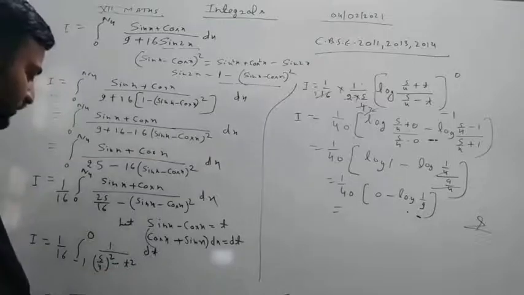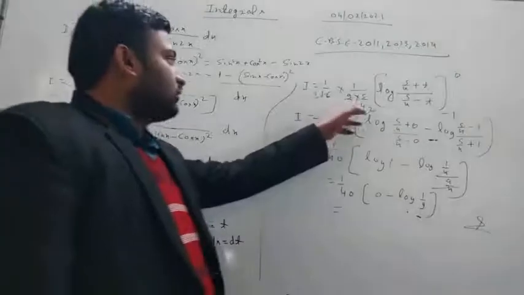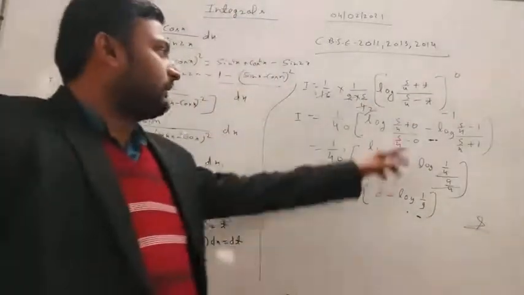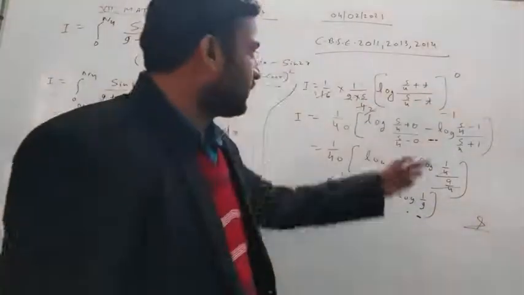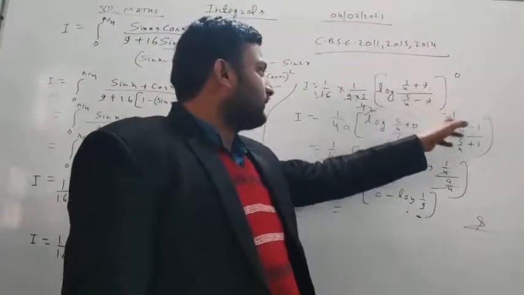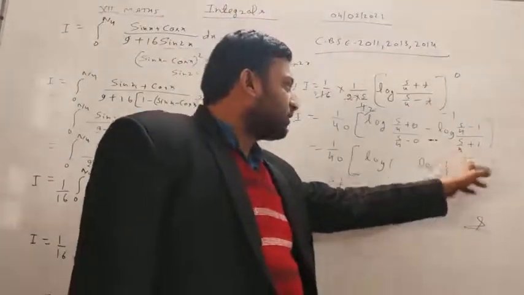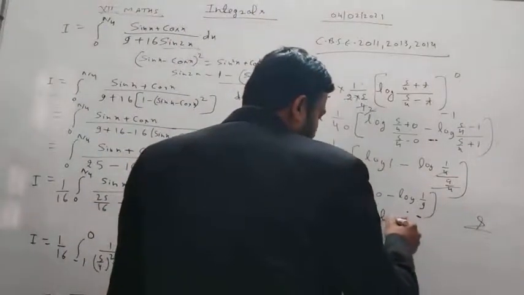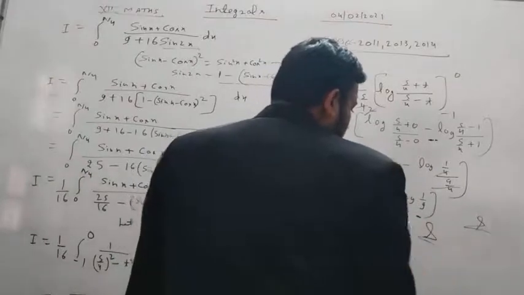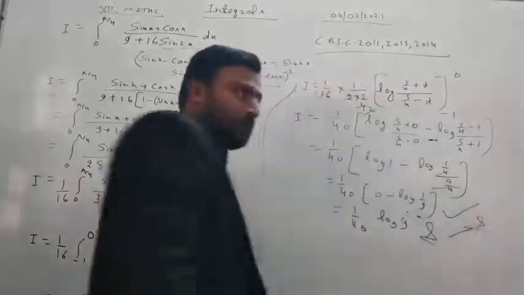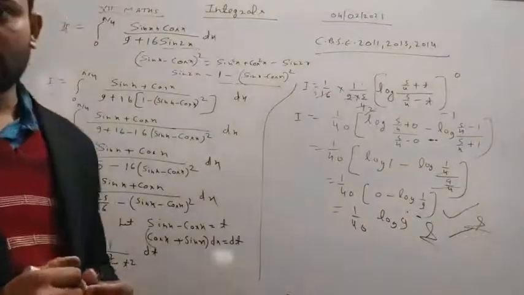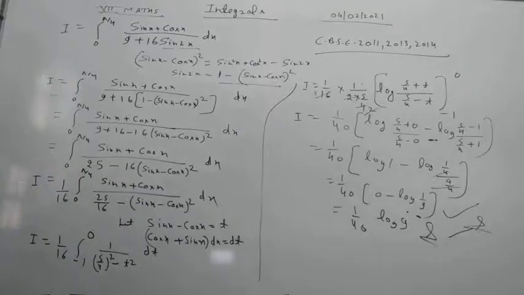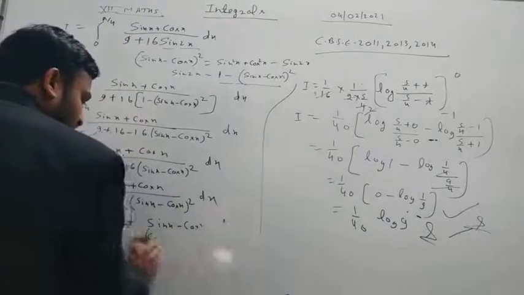Its value is 1 by 2a log (a plus x) by (a minus x), and we put the limit from minus 1 to 0. When we put the limit, t is 0 and t is minus 1, so we get this, and if you want we can also write this as log 9. It will also be an answer, this is also right, both can be right. Okay friends, so in this way we can solve this type of question. Now we take another question and solve it.